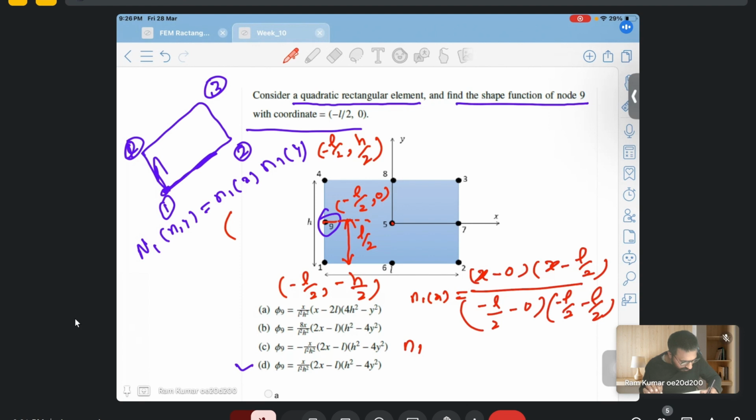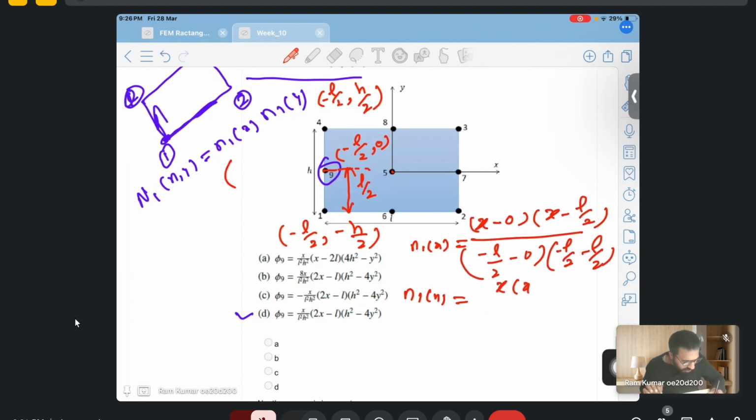What will it be? It will be x into x minus L by 2, over minus L. So this will be how much? This will be minus L square by 4 plus L square by 2, right? So 2 will go outside. It will be 2x minus L over L square. Correct? Yes, sir.